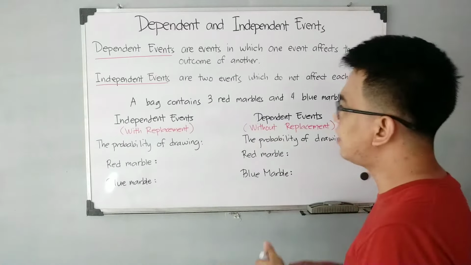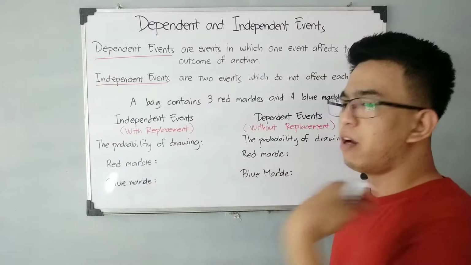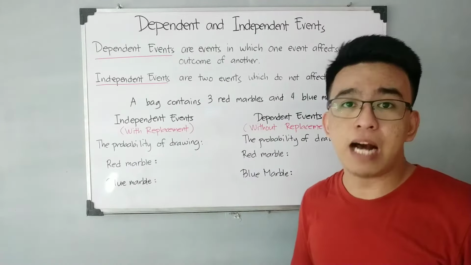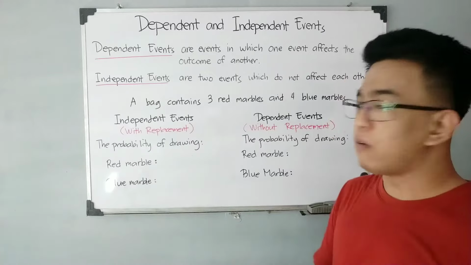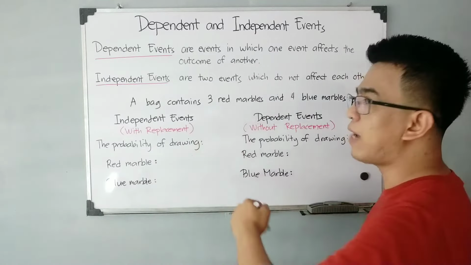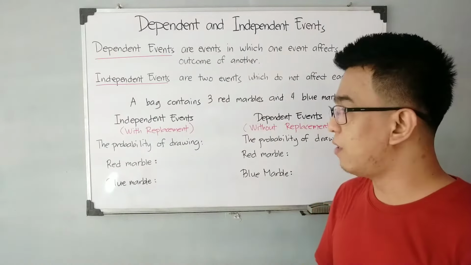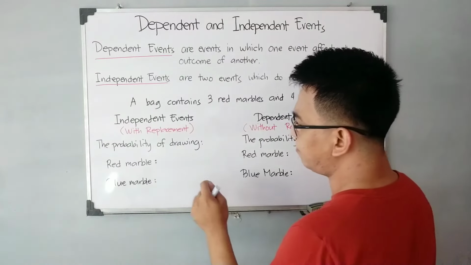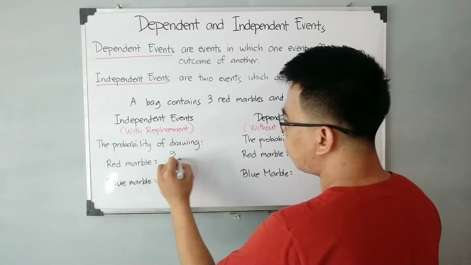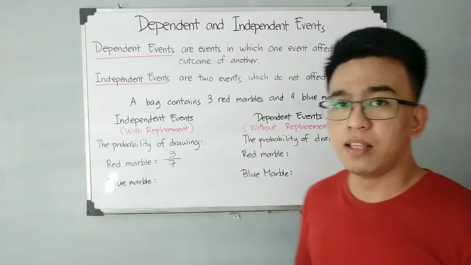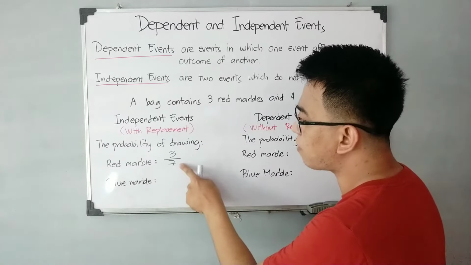What is the probability of that? Our formula is: the probability of an event is equal to the number of favorable outcomes over the number of all possible outcomes. In which our favorable outcome is the number of red marbles and our all possible outcomes is the total number of marbles inside the bag, which is 7. So if we are asked, what is the probability of drawing a red marble? That is simply 3 over 7. Again, 3 over 7, because we have three red marbles and 7 marbles inside the bag.